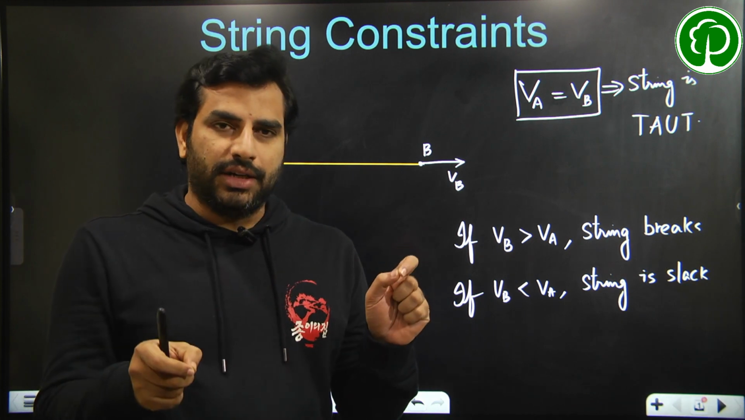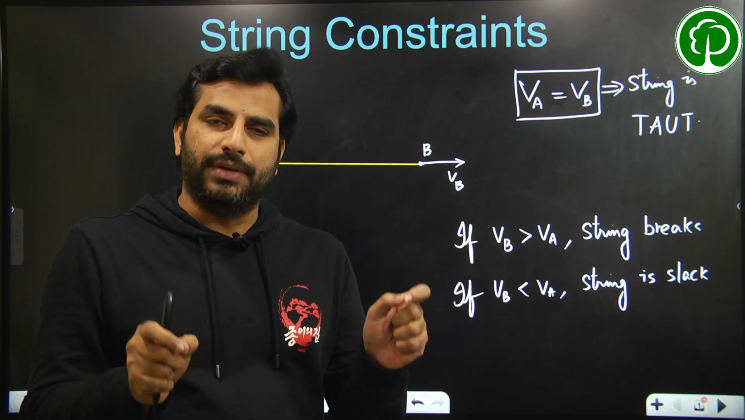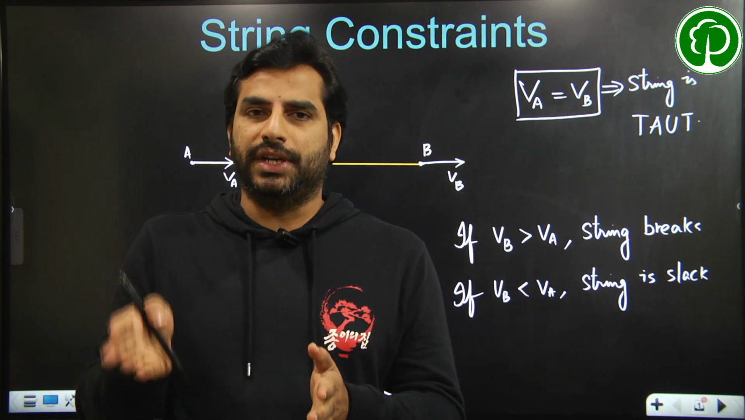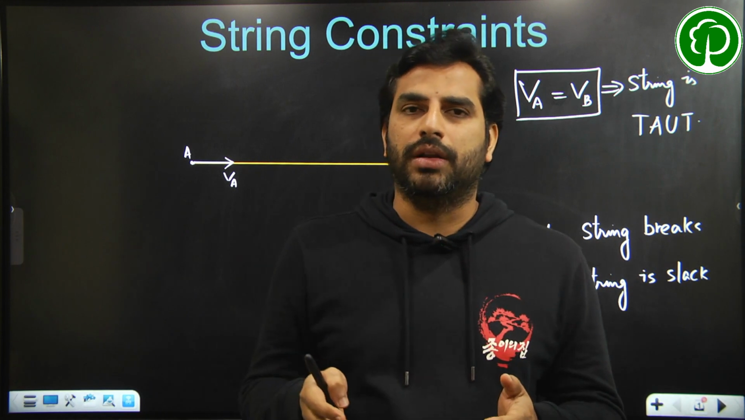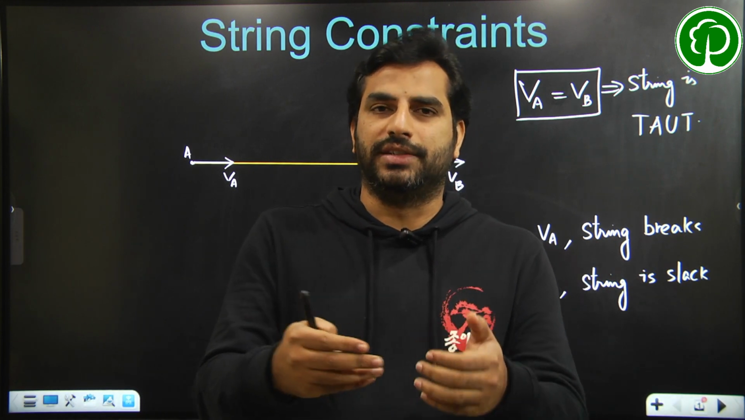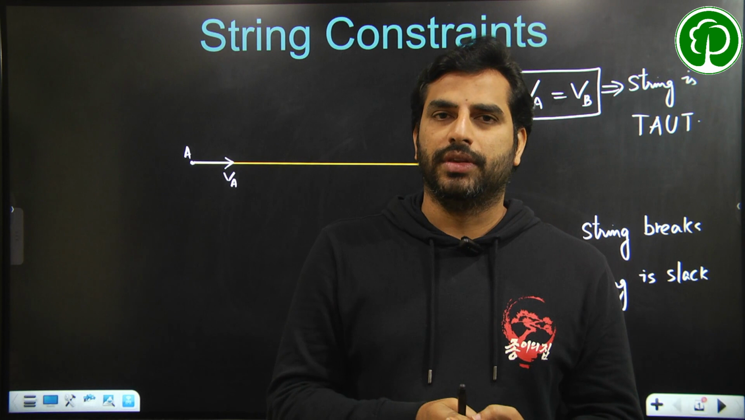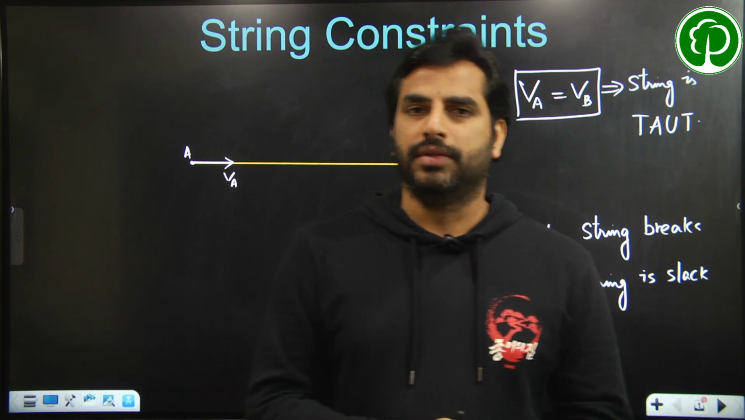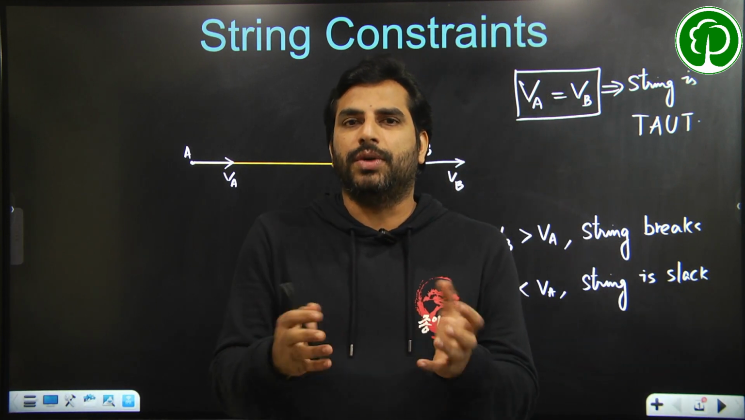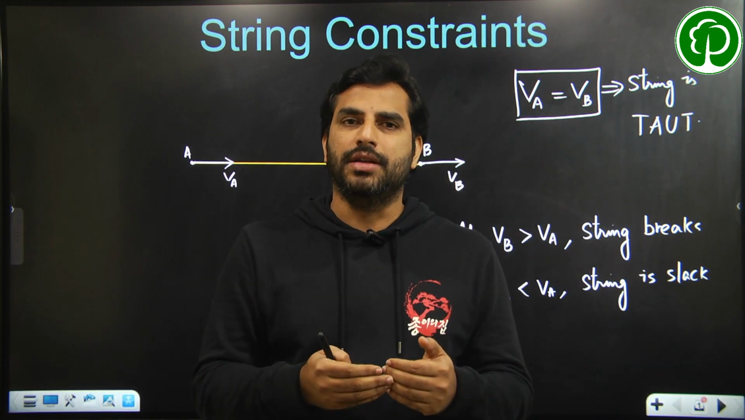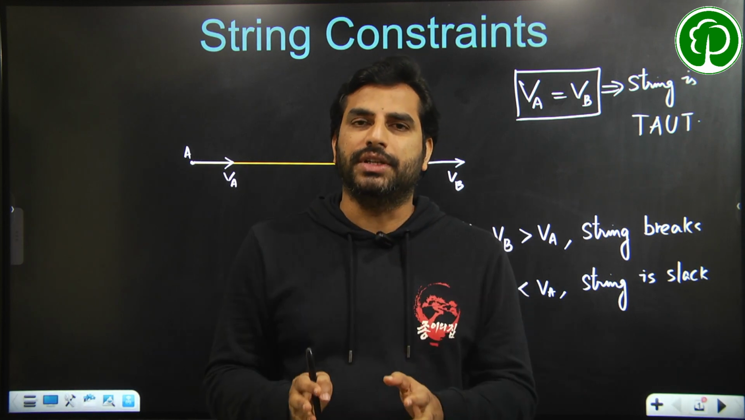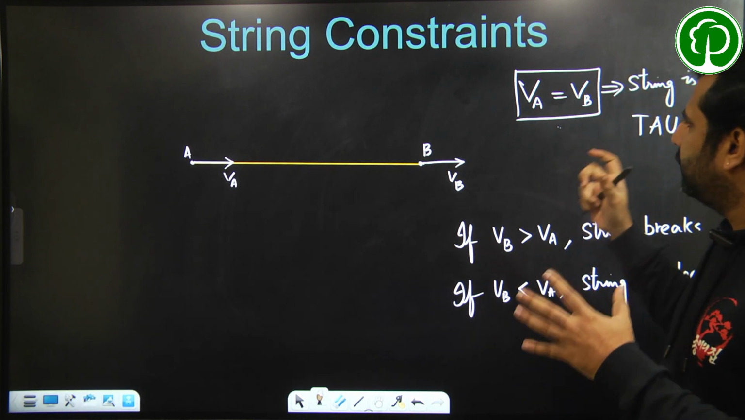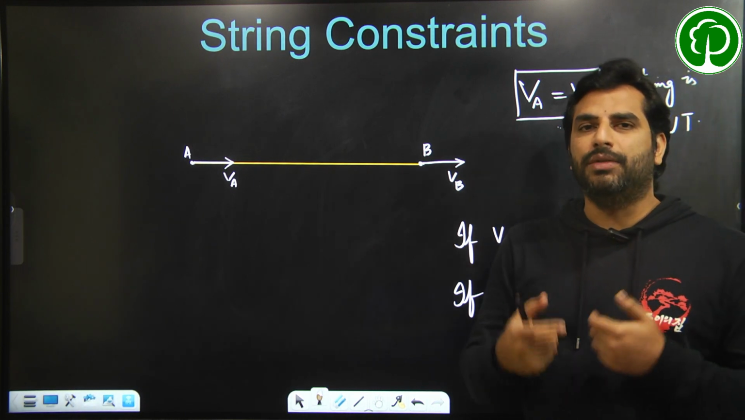If two ends are connected to two different blocks or two different points in a mechanical system, always along the length of the string, the velocity components must be equal if at all the string is taut and tensed, if there is some tension in the string. Otherwise, the string would either break or become slack. So the mechanical system is not working. If at all the system is working, the string is taut, and if the string is taut, it has to satisfy this condition. So this is the logic that we are going to apply in order to deal with string constraints.